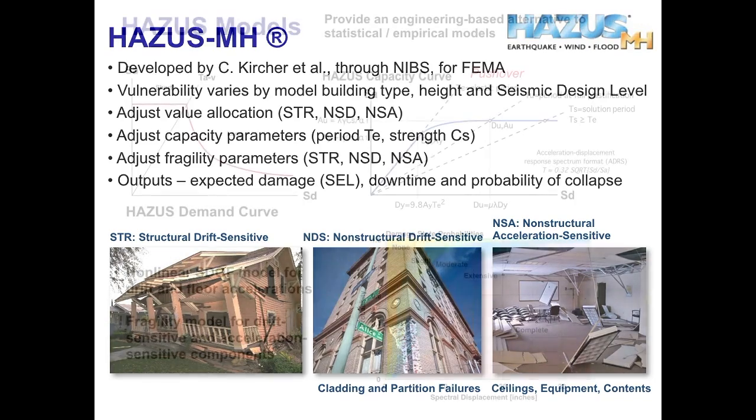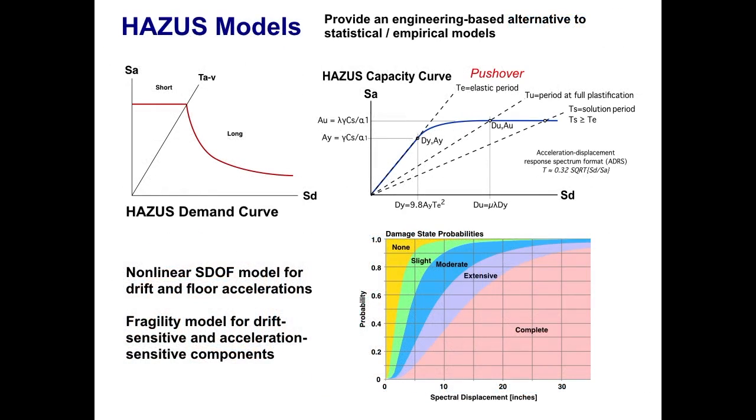HAZUS uses a demand curve, which is a modified response spectrum, and a capacity curve, which is something like a pushover, and where the demand meets the capacity, we find a solution, which is an approximation of a nonlinear solution, and it tells us a displacement that gets translated back into a drift, and it tells us an acceleration that gets translated into a floor acceleration. And then there are fragility models for the drift sensitive and acceleration sensitive components to get us to a damage estimate.